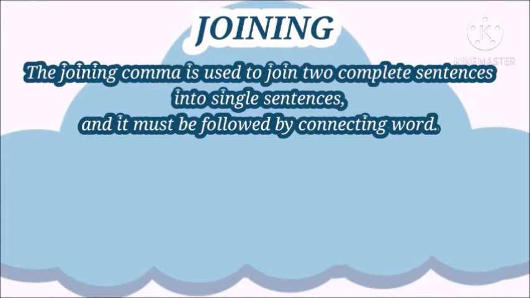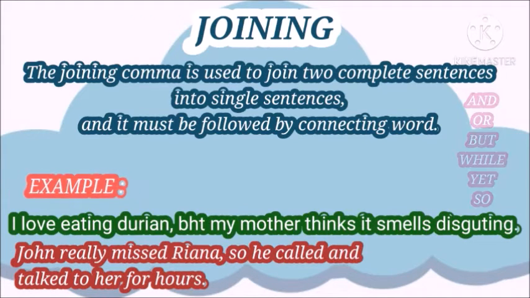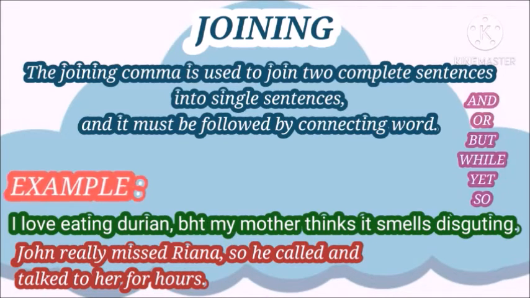Next, joining. The joining comma is used to join two complete sentences into a single sentence, and it must be followed by a connecting word. The connecting words which can be used in this way are and, or, but, while, and yet. Example, I love eating durian, but my mother thinks it smells disgusting.